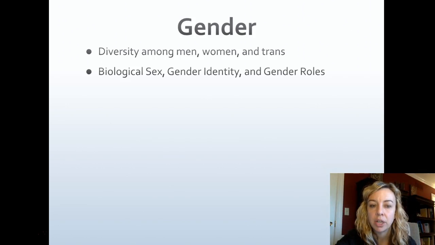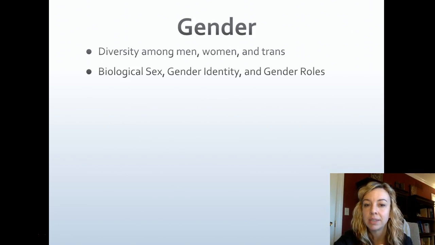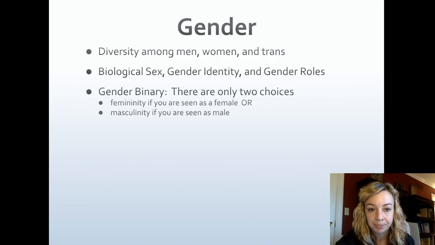And when we talk about gender, this is going to interact with what we think of as biological sex. We'll also be talking about gender identity, how one thinks and experiences their own gender, and then also gender roles, which are those things that are kind of socially placed on us, or expectations based on your gender.